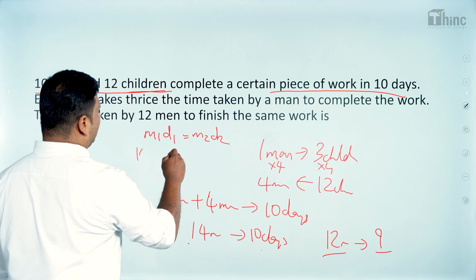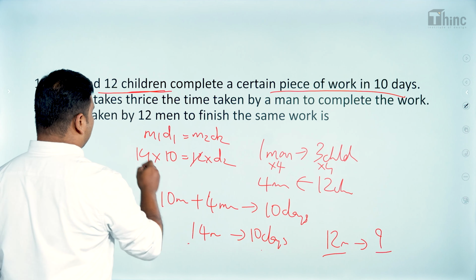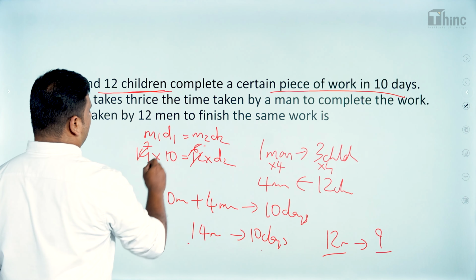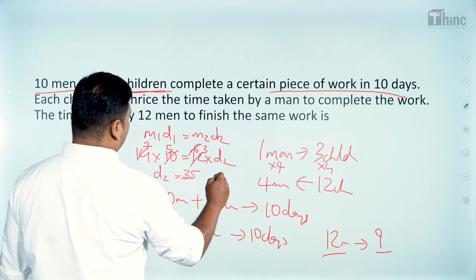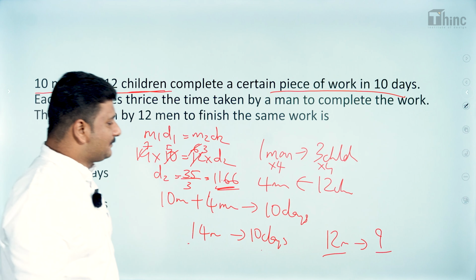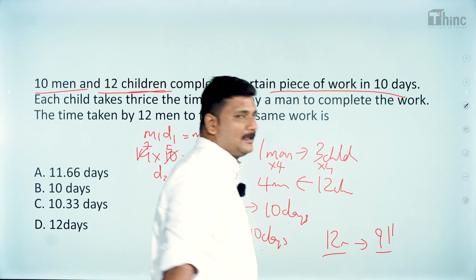So 14 into 10 equals 12 into D2. So what will be D2? We can cut this off. This is 7 and this is 6. This is 3 and this is 5. So D2 is nothing but 35 by 3, which is nothing but 11.66 days. That means if 12 men are working, they can finish the same work in 11.66 days.